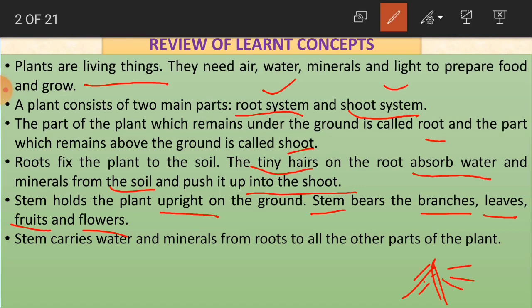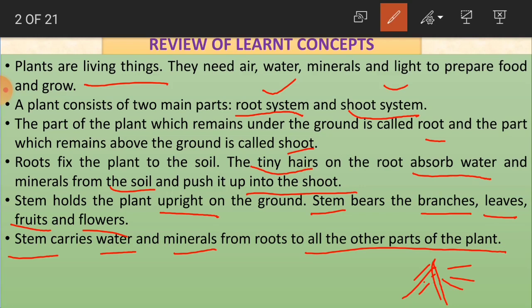And stem carries water and minerals from roots to all the other parts of the plant. As I said earlier, with the help of the stem, the water and minerals are carried from the roots to all the other parts of the plant. Clear, children? These are all revision concepts of what we have learnt until now.